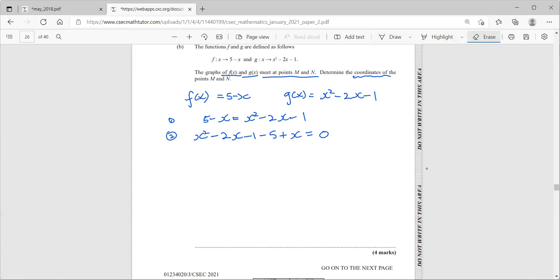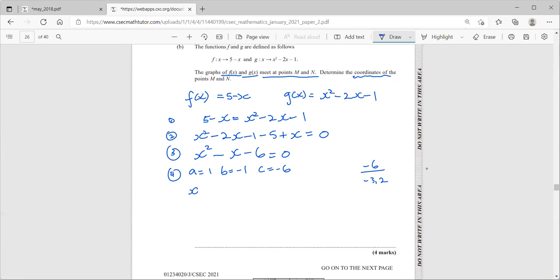The third thing we're going to do is simplify this by adding up our like terms. So we have x squared, minus 2x plus x is minus x, minus 1 minus 5 is minus 6, equals to 0. The fourth thing we're going to do is solve our quadratic. We know a is equal to 1, b is equal to negative 1, c is equal to negative 6. We multiply a by c, which is negative 6. We find two numbers that when we multiply them, we get negative 6, and when we add them, we get negative 1. That will be negative 3 and 2.